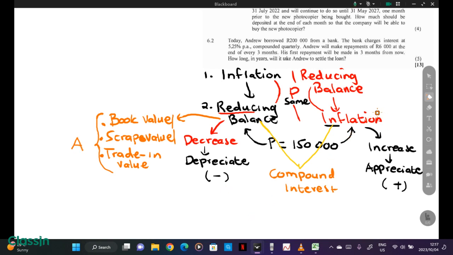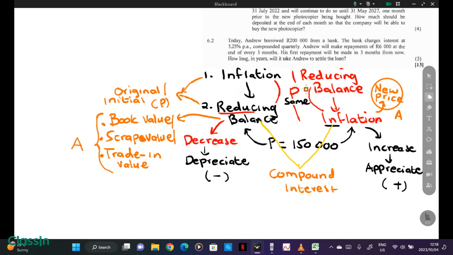Now, if it's about inflation, when they ask about the new price, it means that they want you to calculate the value of A. But if they say original, or initial, that is the value of P, for both inflation and the reducing balance.